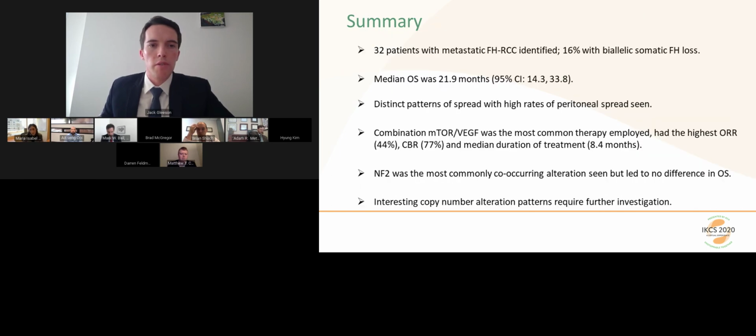So in summary, we identified 32 patients with metastatic FH-RCC, 16% of whom had biallelic somatic FH loss. Median overall survival was 21.9 months. We also identified distinct patterns of spread, particularly with local regional and peritoneal spread, which has important implications for their clinical management. The combination of mTOR and VEGF inhibition was the most common therapy employed, had the highest response rate, clinical benefit rate, and duration of treatment.